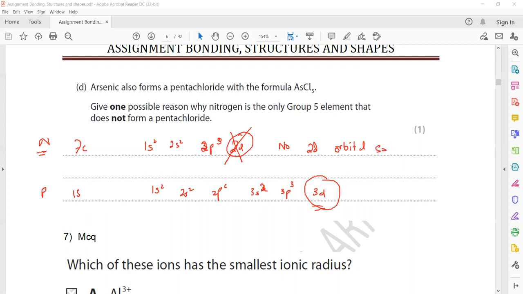So nitrogen cannot expand its octet. Like it cannot have more than 8. As you can see, tin or Sb or arsenic, they can have 5 bonds, adjusting 10 electrons in the outermost shell, but in case of nitrogen, maximum it can adjust 8 electrons in the outermost shell.